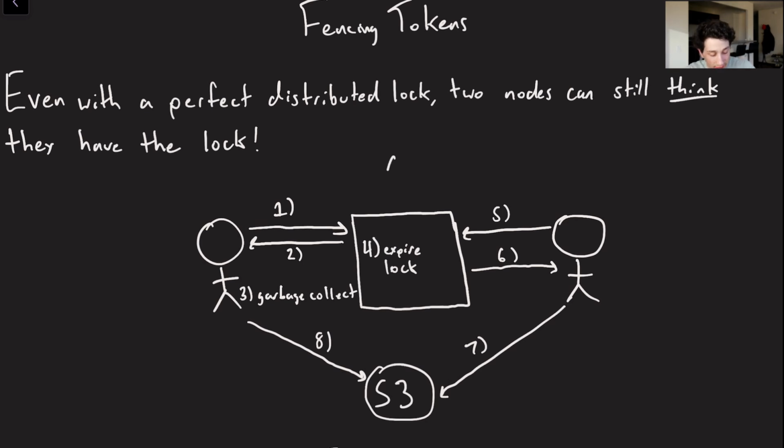So let's imagine this middle node is our distributed lock. We've got both of these clients who want to be grabbing the distributed lock. And here is the sequence of steps that may happen. In step 1, the guy on the left is going to ask for the distributed lock, and it gets granted in step 2. In step 3, it's going to go through a long garbage collection process.